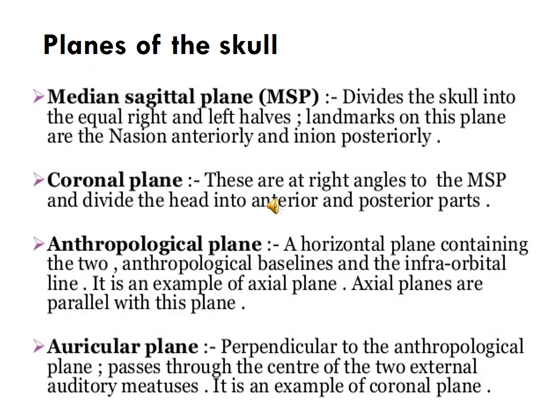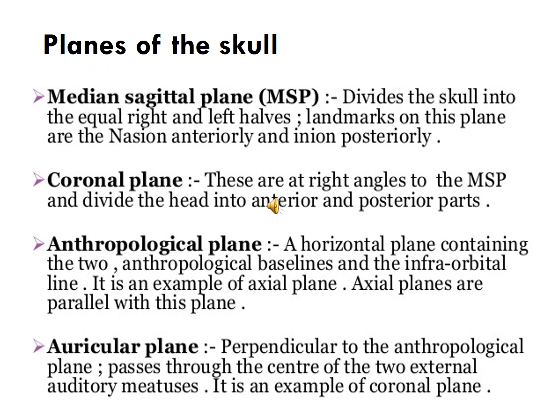Some of the planes of the skull are median sagittal plane, coronal plane, anthropological plane, and auricular plane. Median sagittal plane is the plane that divides the skull into equal right and left halves. Coronal planes are at right angles to median sagittal plane and divide the head into anterior and posterior parts.